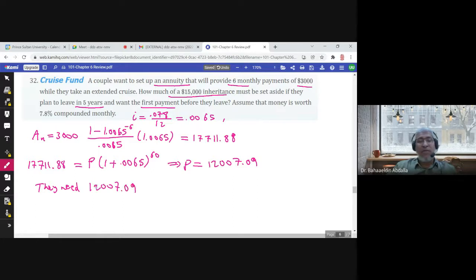They should put it now in the bank. After 5 years, it will give them 17,711. Then they put it as the present value of an annuity, and they take $3,000 each month.